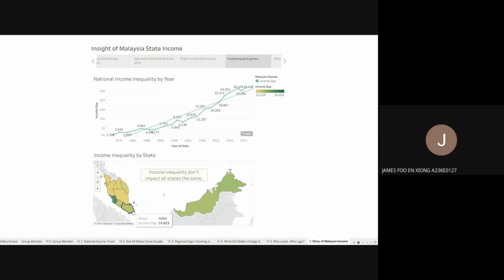The light green is the low category, the dark green is the high category, and the medium green is the medium category. In Penang, Selangor, and KL, the income gap is increasing, but in other states, the income gap is not as high as these three states. That's all for my part.